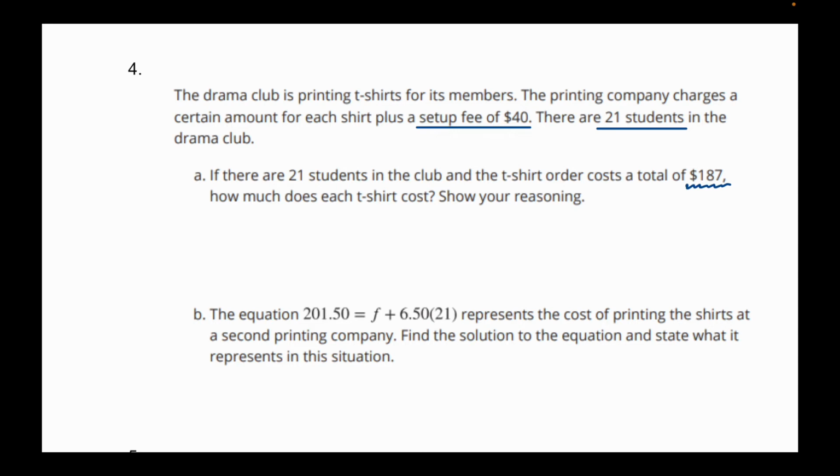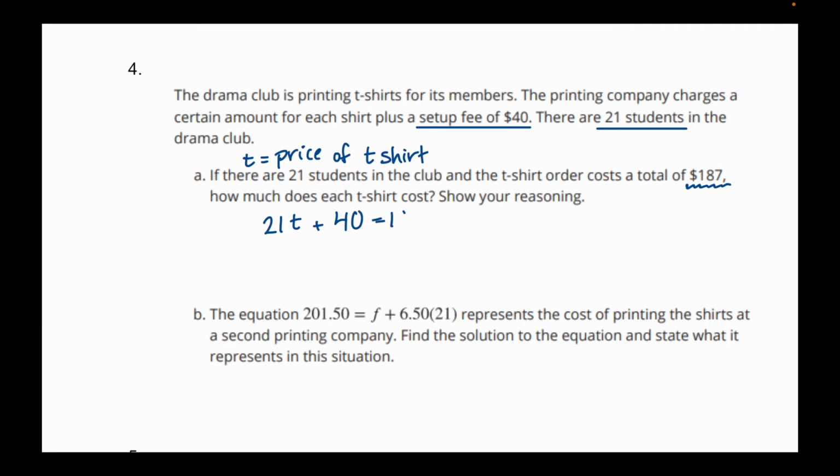So I'm going to use T for t-shirt, just because S sometimes looks like a 5 when I write it, or vice versa, and I don't want that to be confusing. So I am going to define a variable and then use it. I'm going to say T is the price of a t-shirt. Because I know how many I'm ordering, that's 21. The price is a little different. So 21 students are each buying a shirt, so I'm going to multiply that price by 21, and they told me there was a setup fee of $40.